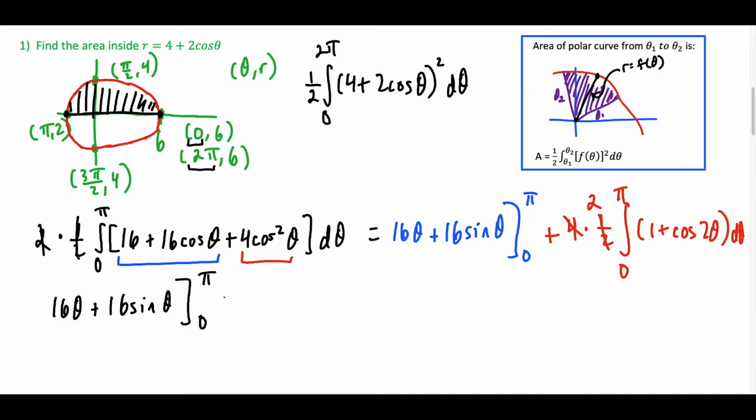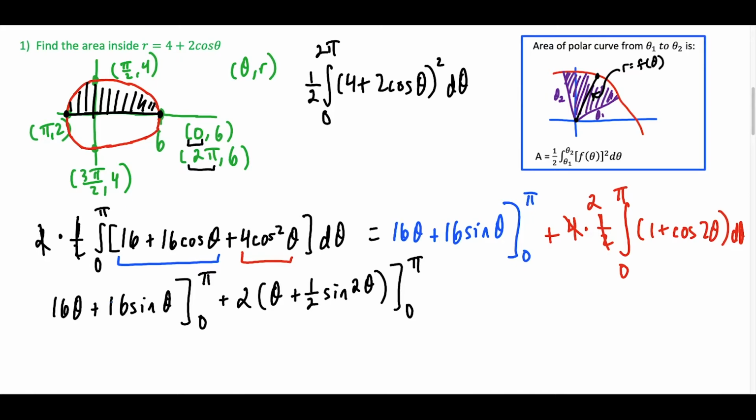And now the antiderivative of the next piece, we have 2 times the antiderivative of 1 is theta, and the antiderivative of cosine 2 theta is 1/2 sine 2 theta. We could have done a u sub there, but it helps to know how to do those antiderivatives quickly because these questions already have a lot involved. So we don't want to have to spend too much time at the antiderivative step. So now we just have to evaluate this and we're done.